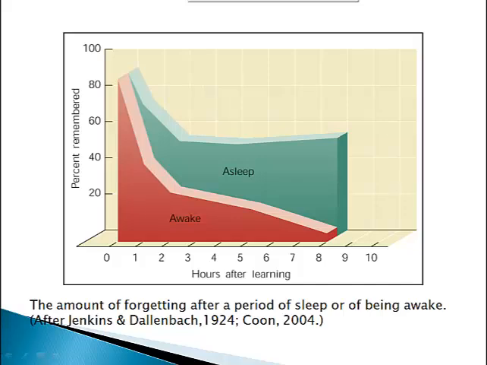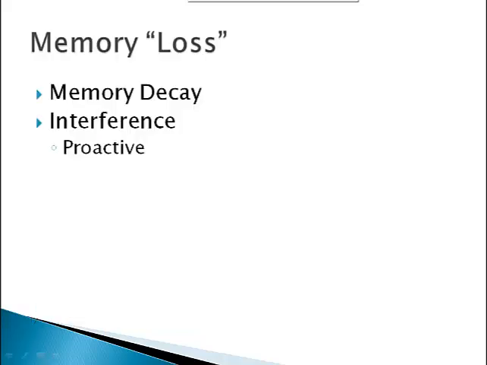Now, as it turns out, as I have unfortunately spoiled you for, there are two types of interference, it appears. The first is called proactive interference. Now, proactive interference is when old information, things you already have in your memory, are blocking your ability to learn new information.